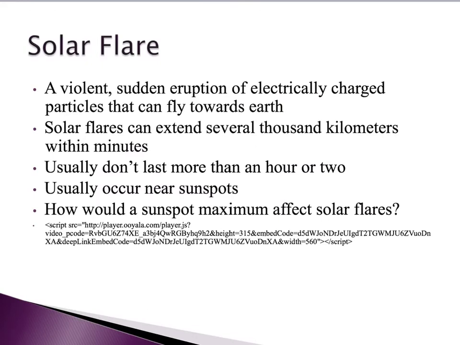The Sun can also produce solar flares. Solar flares are violent eruptions that can send ions out into outer space. Remember, ions are electrically charged particles. Solar flares can extend several thousand kilometers within minutes. These don't last nearly as long as prominences last. These last up to an hour or two. Solar flares have been associated with sunspots. So if we have a maximum number of sunspots, we're going to have more solar flares.